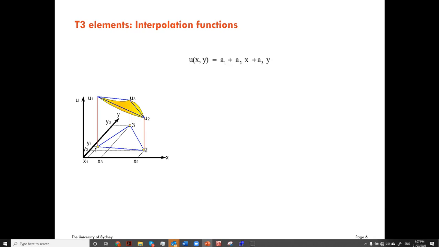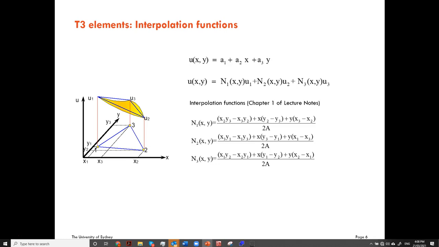So the expression for this linear interpolation is going to be like this. It's going to be a three-dimensional plane with some unknown constants, and it can also be expressed as a linear interpolation of the nodal displacements using the interpolation functions. These functions can be found in chapter 1 of the lecture notes. Here I just write the solutions. They are given in terms of the coordinates of the nodes and A, that is the area of the triangle.